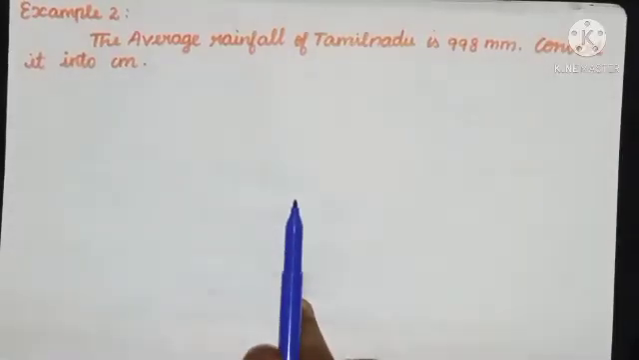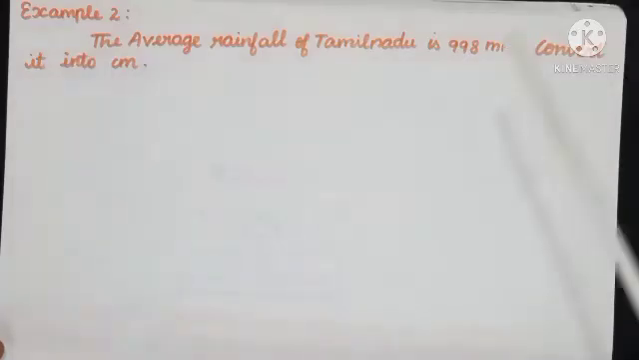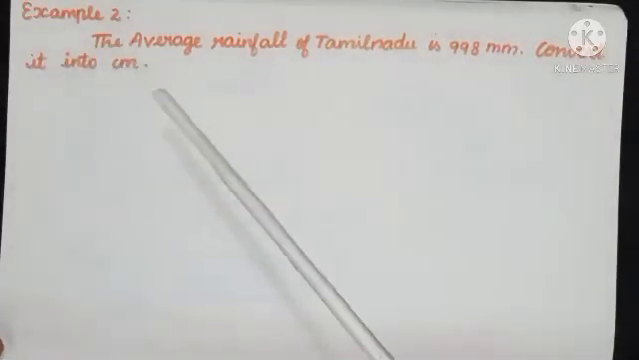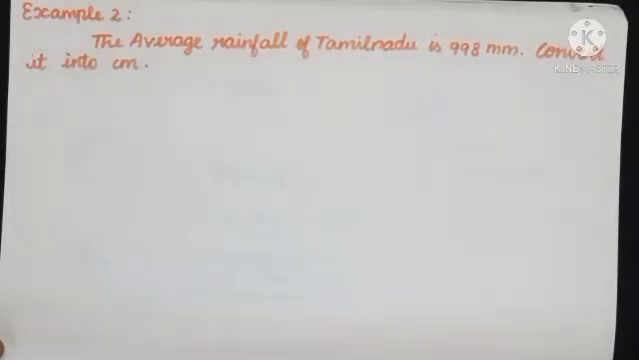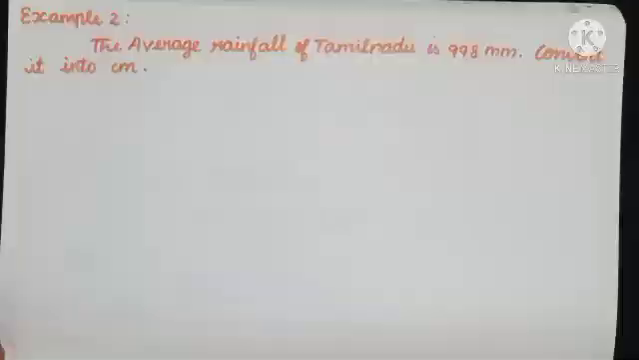And the second example is: the average rainfall of Tamil Nadu is 998 millimeter. Convert it into centimeter. Here the given question is the average rainfall of Tamil Nadu is given as 998 millimeter. We have to convert this into centimeter. That is lower unit to higher unit. When we convert lower unit to higher unit, we have to divide the given measure by the powers of 10.